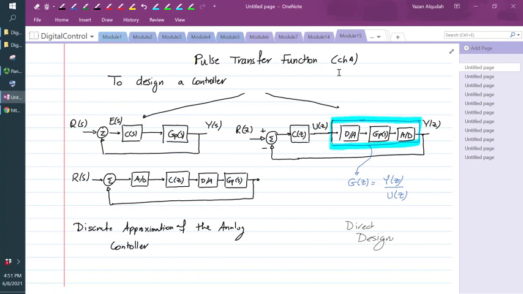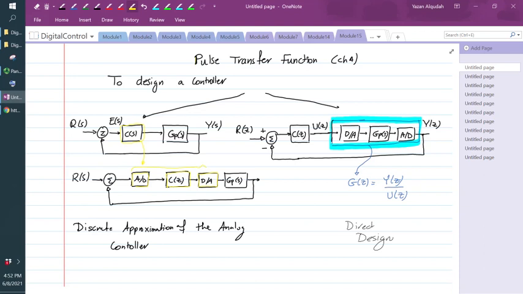Now, if I have a system that I want to design a controller for, let's look at this system that we have here, and I want to design a digital controller for this system. This is an analog system. One thing I can do is use an analog controller, which I have here in this block, C of S, and then I can approximate this analog controller with a discrete or digital controller. So I can do a discrete approximation of this analog controller and replace it with an analog to digital converter, a digital controller, and then a digital to analog converter. So these blocks will approximate the continuous time analog controller. So this is one approach for designing the controller.